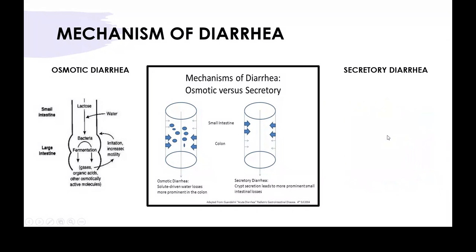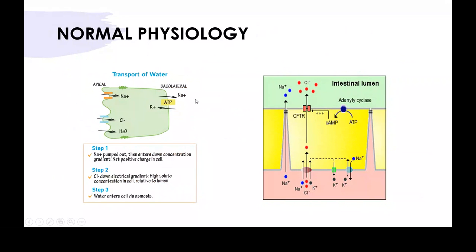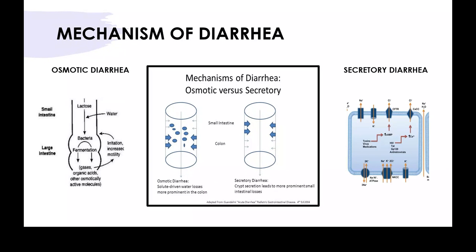If we go back to the previous diagram, sorry. Water leakage is happening through this mechanism, right? This is the main mechanism playing the role in osmotic and secretory diarrhea. I hope you have understood this diagram. If you look clearly, it exactly shows how osmotic diarrhea happens and how secretory diarrhea happens.